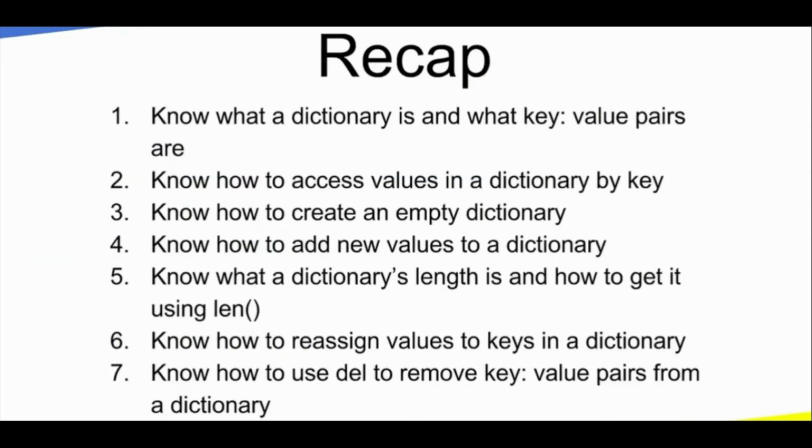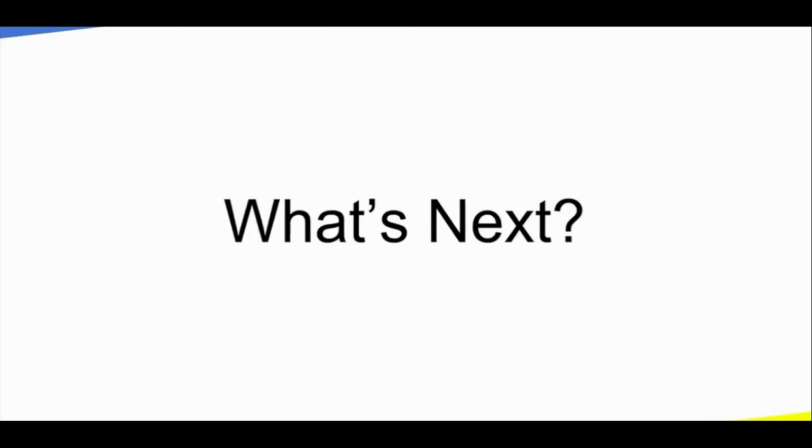So let's recap what we have learned in this session. We have learned what a dictionary is, what keys are, how they work in pairs, and how to access the values in a dictionary by key. We have learned how to create an empty dictionary, how to add new values, how to check the length using the length function, how to reassign values, and how to use the del method to remove them.